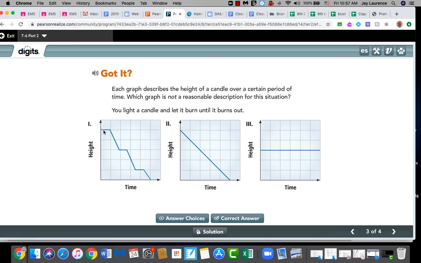Choice 1, I guess this one's possible because the candle's not lit, so it's staying the same height. Now the candle's lit for a while. Somebody blows it out, and then they relight it, and then the candle blows out again, and then they relight it. So I guess 1 is okay. 2 is the best choice because it just continuously burns down until there's nothing left, or just a little bit left. Okay, so if it's asking for which one is not reasonable, I would say it'd have to be 3. Let's see what they say. Yep, there we go.